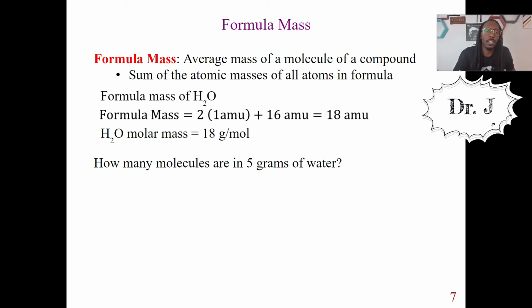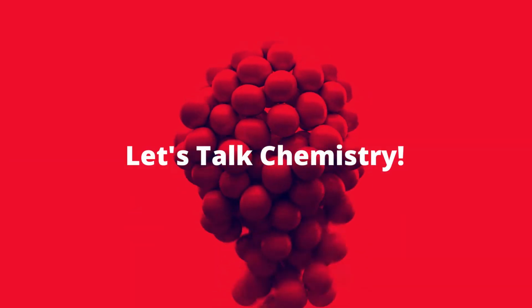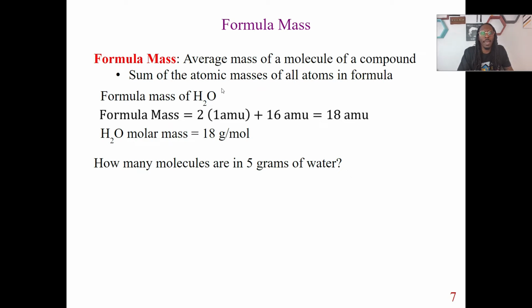It's Dr. J, and today we're talking about formula mass. So formula mass is the average mass of a molecule of a compound. Basically, this is the sum of the atomic masses of all atoms in your chemical formula. For instance, if we wanted to find the formula mass of H2O, that's just simple water.